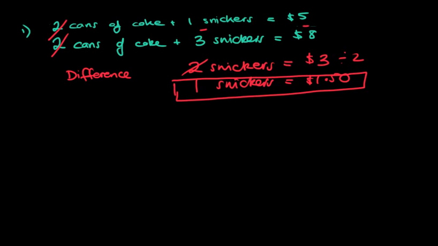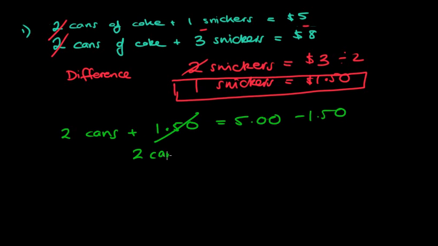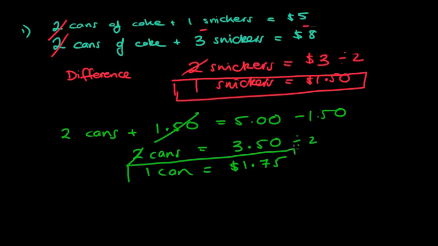Now, how could I find the value of the can of Coke? Well, I know 2 cans plus the Snickers, which cost me $1.50, equaled $5. So if I take away the $1.50, I should be left with how much the 2 cans cost me, which would be $3.50. And then if I halve that again, that would give me what 1 can of Coke would equal, which would be $1.75. And I've now solved my problem. I know how much the can of Coke costs and I know how much the Snickers cost.